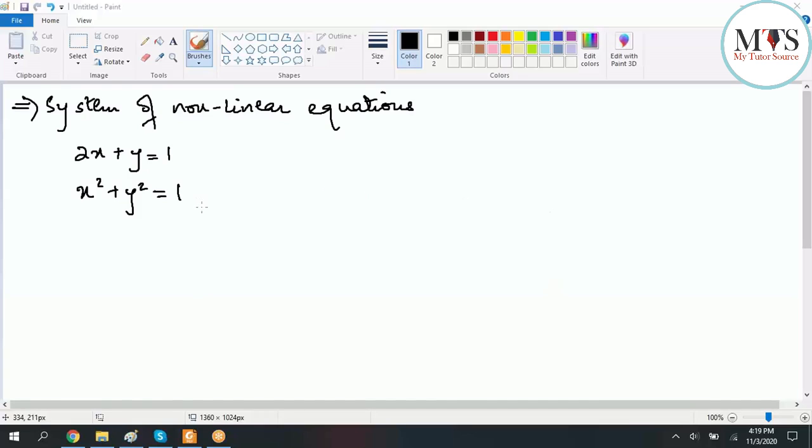Okay. So a system of nonlinear equations is almost the same as a system of linear equations when it comes to the solving part, but it's just the physical appearance that's different. Because in a linear equation, the highest power of the variables x and y is 1. But in a nonlinear, it's greater than 1. So in this question, we have one equation which is 2x plus y equals 1, and the second equation is x squared plus y squared equals 1.